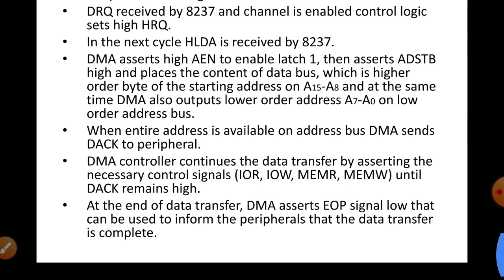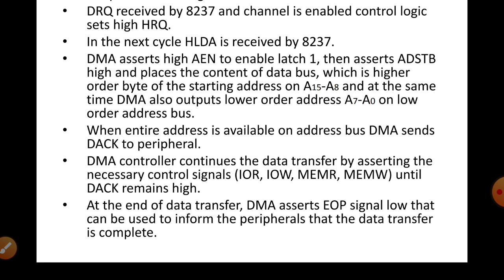DACK means that the addresses are available on the address bus. The device that has requested the 8237 to start functioning, when the address is available on the address bus, receives the acknowledge signal and is told to start the operation. Now the data transfer operation starts, and the DMA controller continues it by asserting the necessary signals. If it is an input output operation, it will assert IOR or IOW. If it is a memory operation, it will assert MEMR or MEMW, because at a time only one of the signals will be activated.